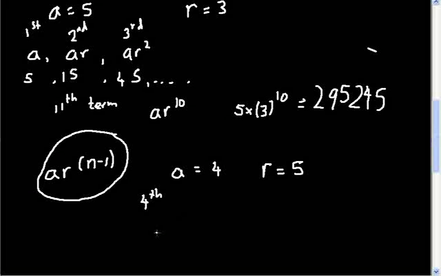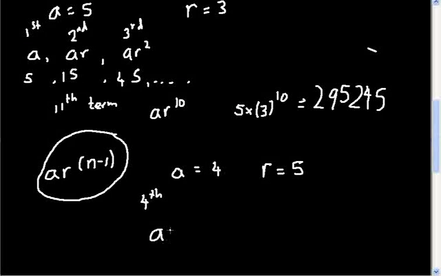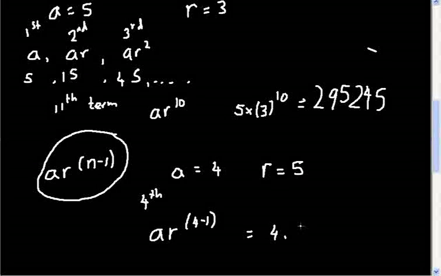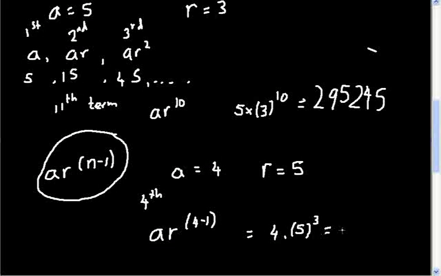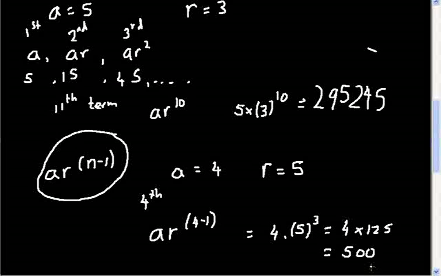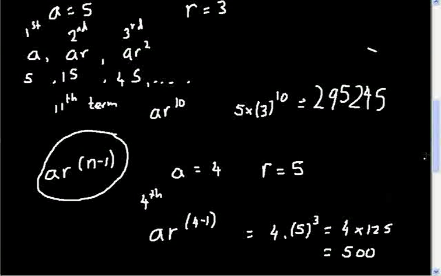So that's a times r to the n minus 1. I want the fourth term, so that's 4 minus 1, and therefore a is 4, r is 5 to the power of 3. So that is equal to 4 times 125. 5 to the power of 3 is 125, and that is equal to 500. Now that's the answer. Brilliant.